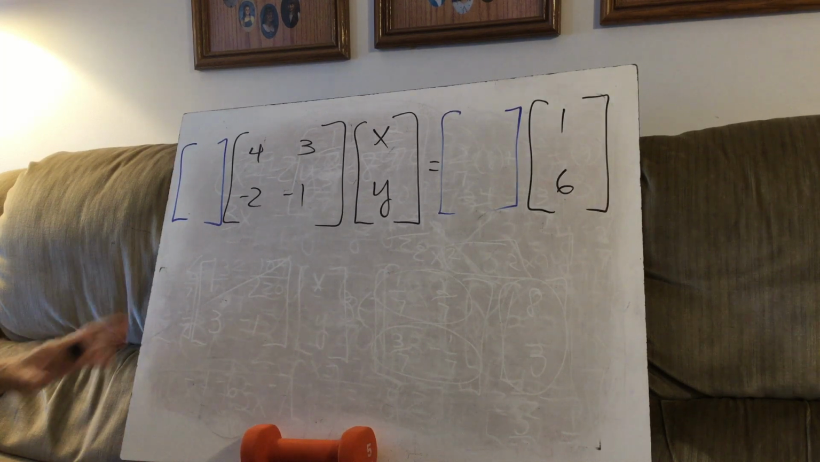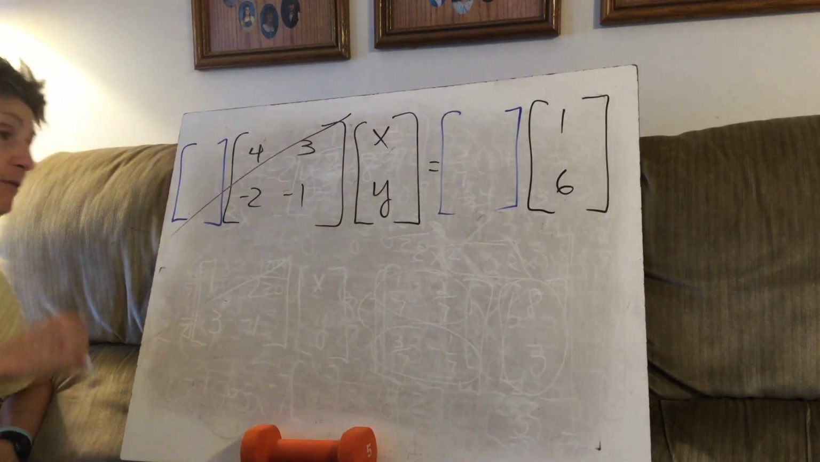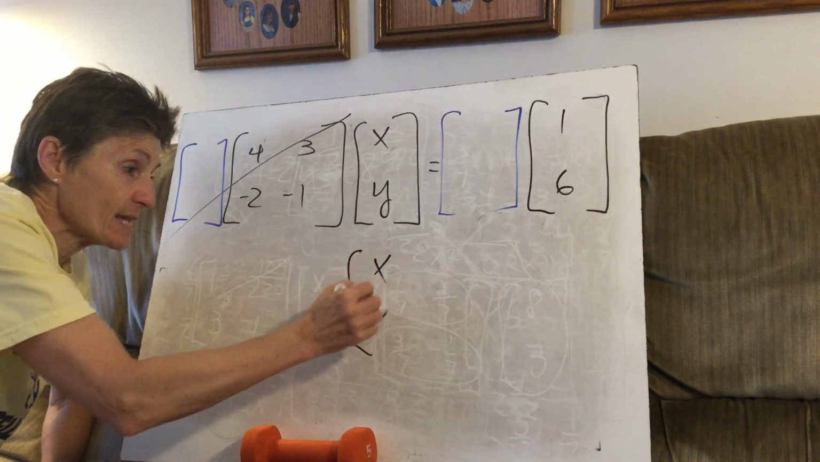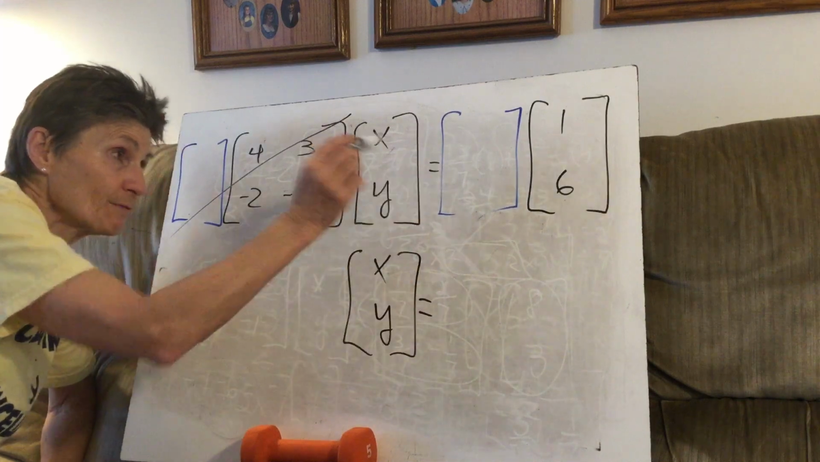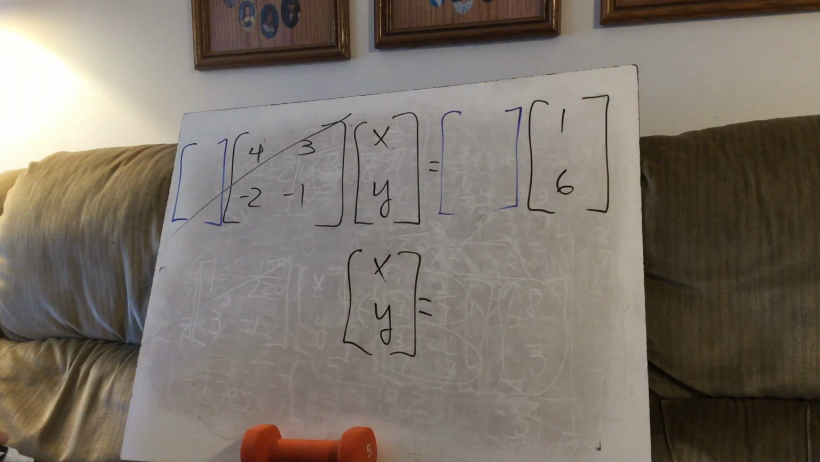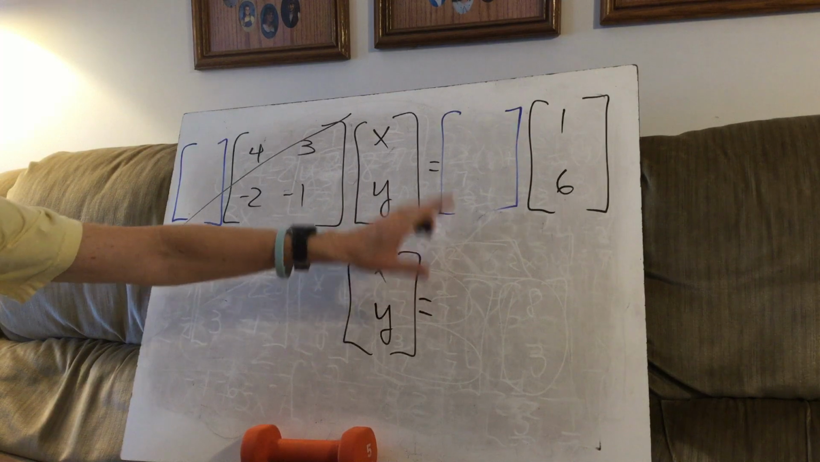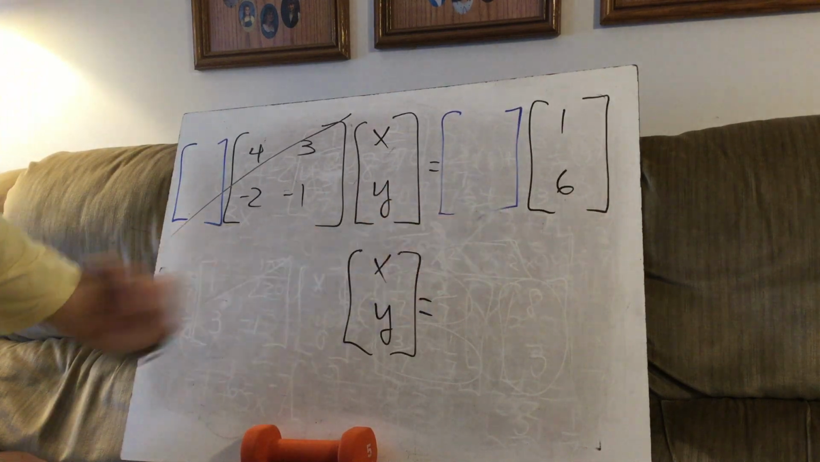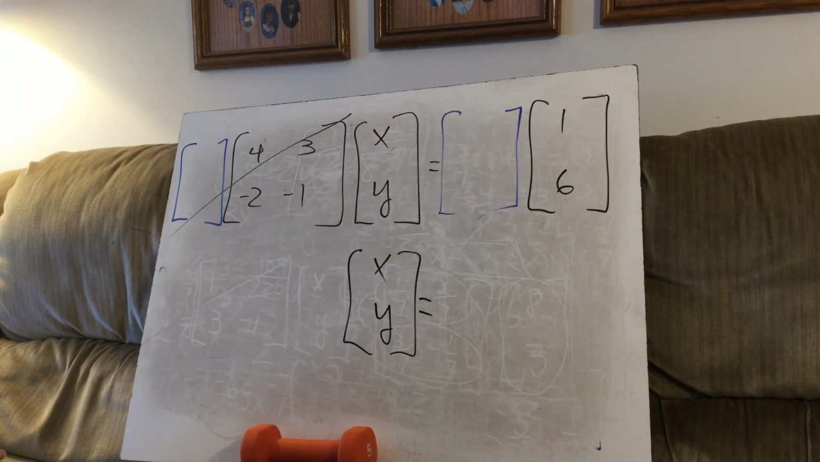Now we're going to find the inverse. And whatever it is, it's going to make all this cancel out. And so the answer is going to come directly from that multiplication. The answer is simply going to be the inverse times the constants. So we need to find the inverse.